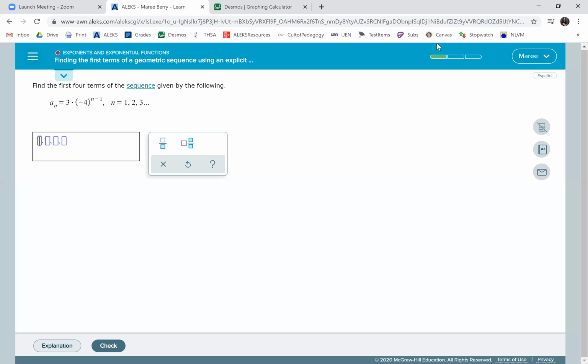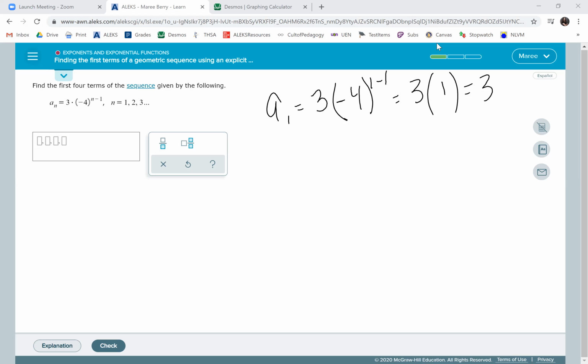Again, we're finding the first 4 terms. So we'll start with the first one. A sub 1 equals, and we're going to do 3 times negative 4 to the 1 minus 1, which remember is going to be equal to negative 4 to the 0, which is just 1. So the first term is 3. I'm noticing that my first term is always this first number right here, every time.